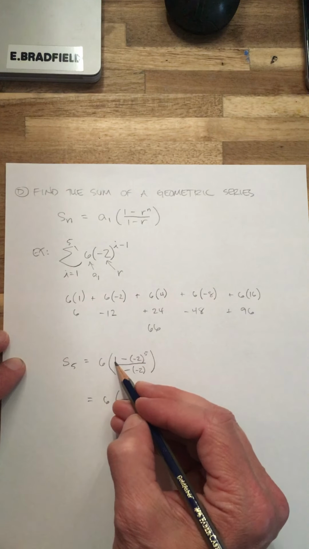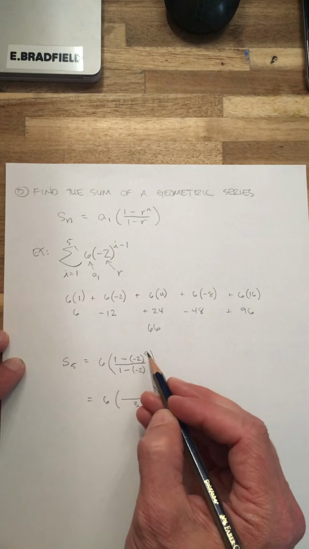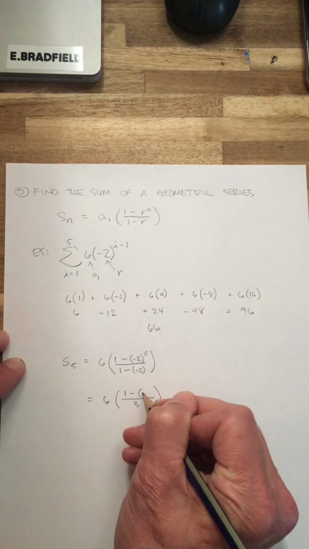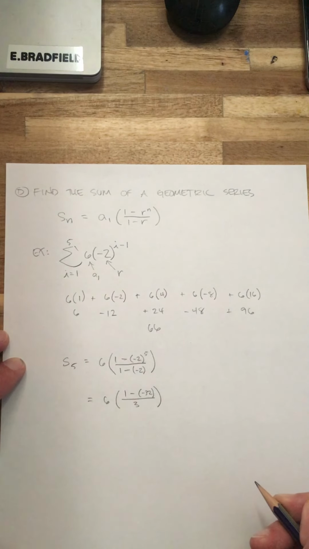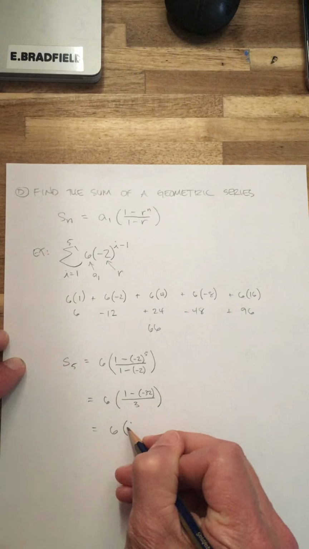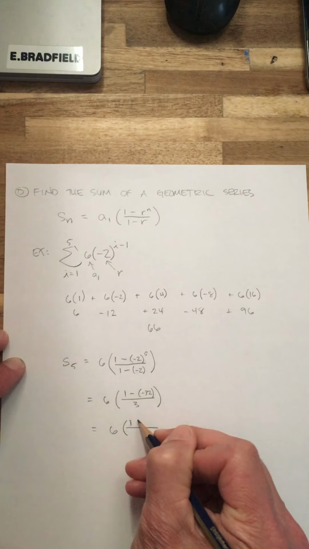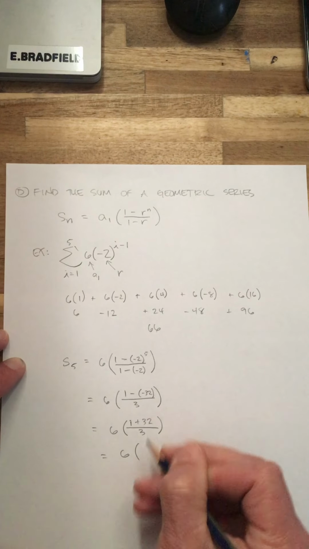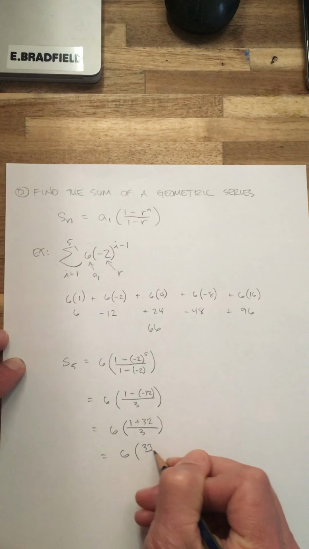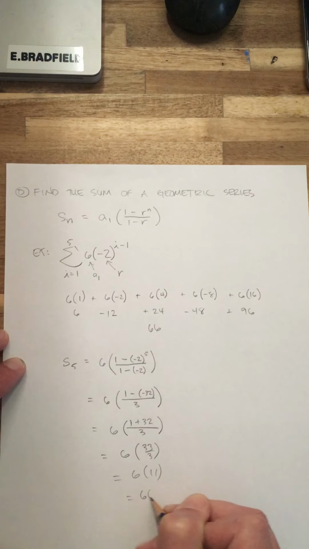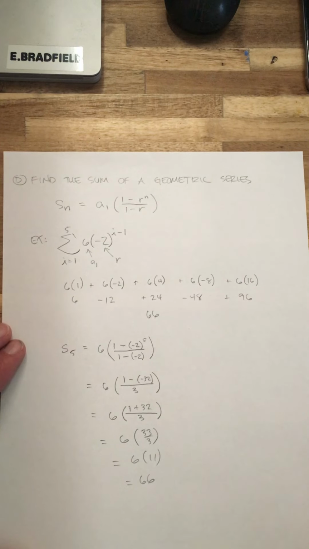So now this is 1 minus negative 32, and that can be cleaned up. This is actually now 1 plus 32 over 3, which equals 33 over 3, and look at that, that equals 6 times 11, which equals 66. So that's how that works.